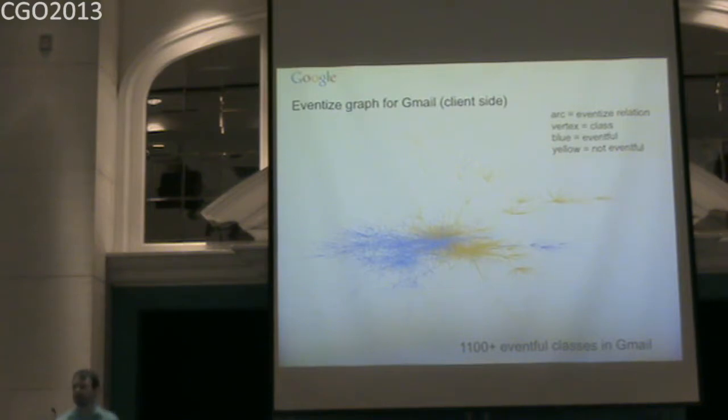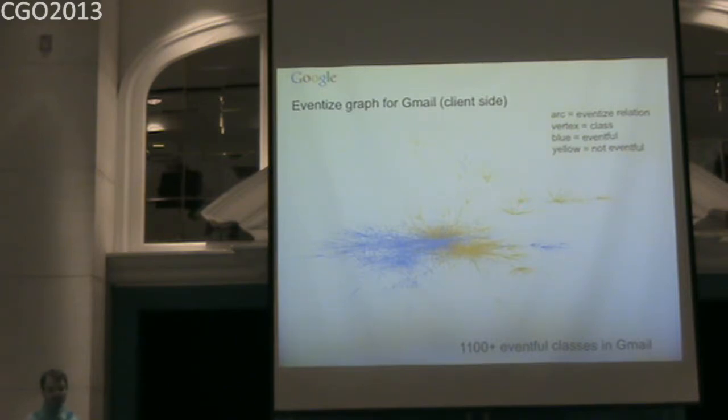So using the property of eventfulness, we can create the event types graph. This is a graph that shows us how eventfulness propagates through the system. Here we have the event types graph for Gmail. Each of the arcs is the event types relationship. It shows that if this class is eventful, then it will eventize that.